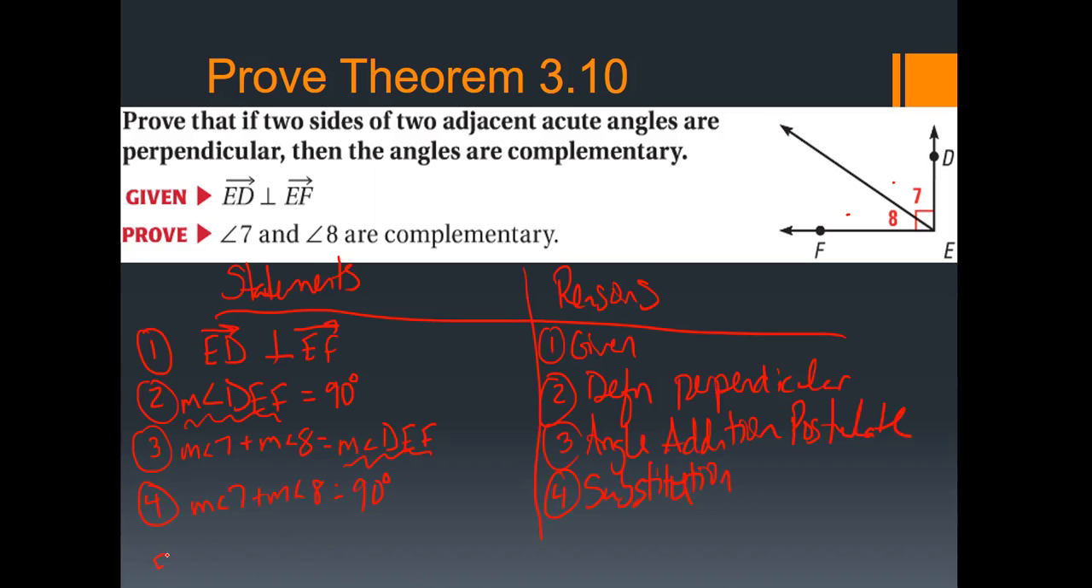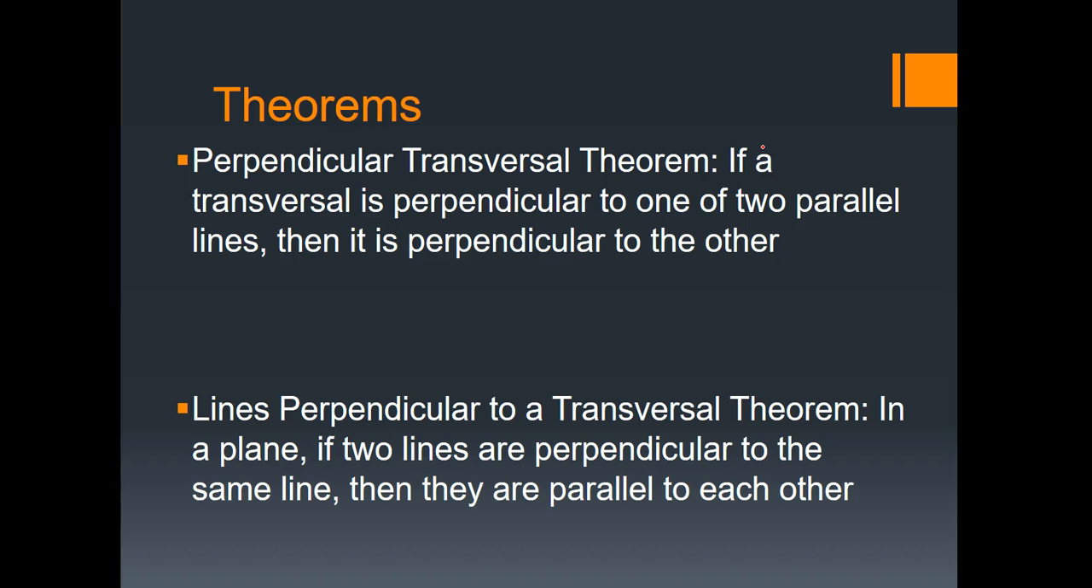And if they're 90 degrees, that means they are complementary, which is what we wanted to prove. So angle 7 and angle 8 are complementary. Okay, and that would be the definition of complementary, because we know complementary means 90 degrees. So we could just use that now. If they're right angles, then they're going to be complementary.